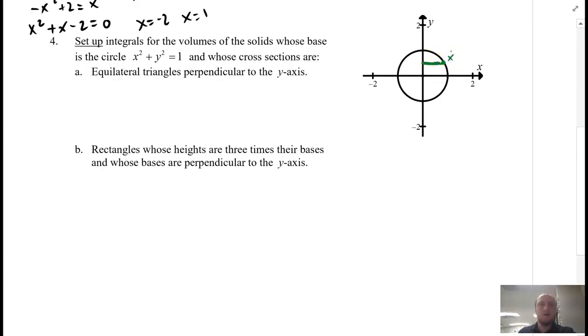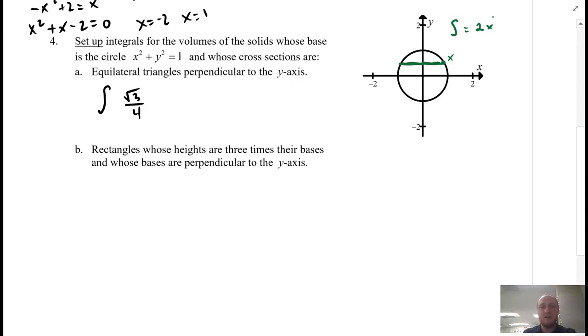Okay, so I want to set up an integral. And I need to know, for an equilateral triangle, what is that area formula? If you flip back to your notes, it is root 3 over 4 times s squared. So note that this is just x, right? That's not fully s. S would be this whole distance, so really it is equal to 2 times x.